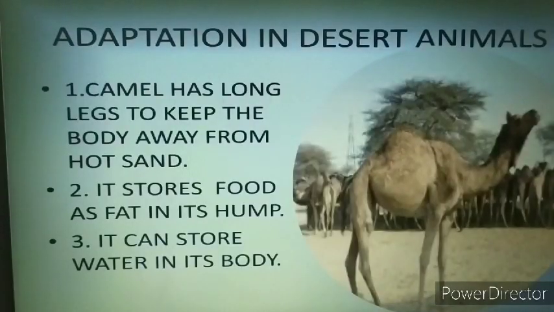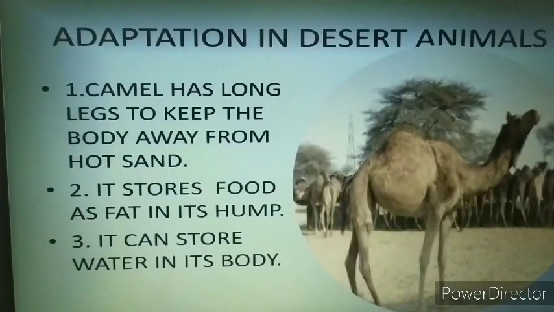Now let's talk about the adaptations in desert animals. All of you must have seen a camel. It has certain characteristics. The camel has long legs which keep its body away from the hot sand. That is an adaptation found in the desert animal, the camel. Then on the top of its body, you can find a hump, which is a storehouse of fat. That is food stored in its body. That is also an adaptation for the camel to survive in hot deserts.